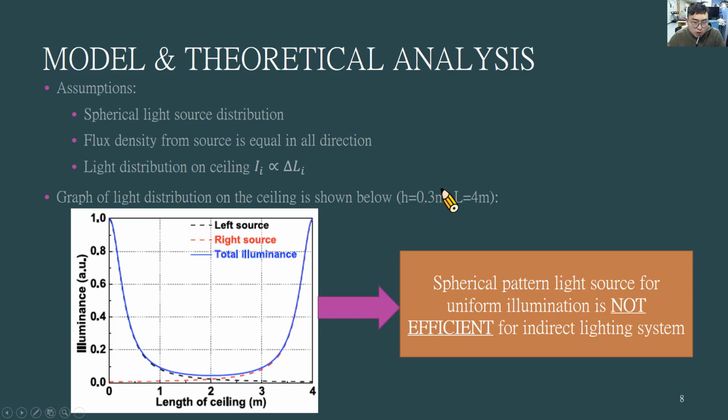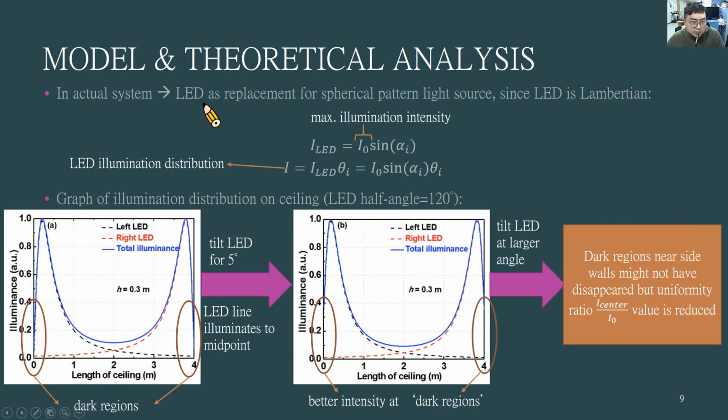This is for 0.3 meters for the height, and then 4 meters long for the ceiling. We can see from the left it has a very high luminance, and then it drops until the center, where its illuminance is the lowest, and then it rises up again. And what can we get from here? A spherical pattern light source for uniform illumination is not efficient for indirect light systems, so we have to change this for sure.